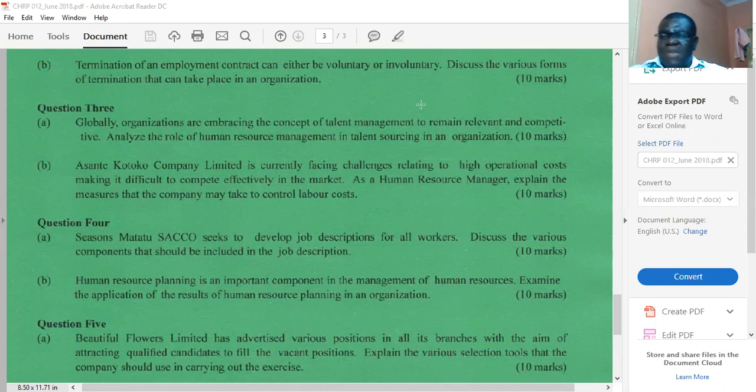So the folly many of you would have made in this question is to just rush to the role of the HR in the organization, in recruitment, without looking at the fact that the examiner is focused on talent sourcing, not just recruitment of employees.